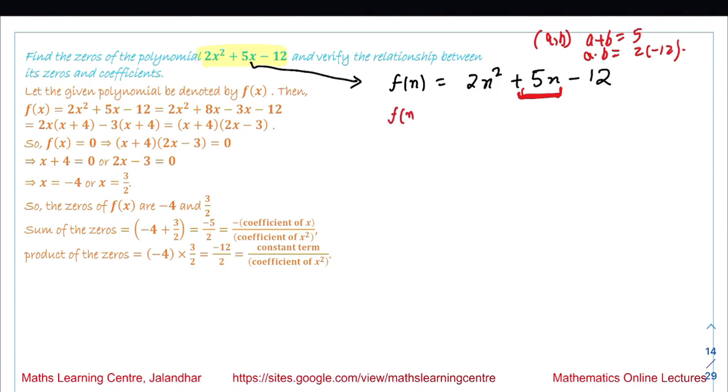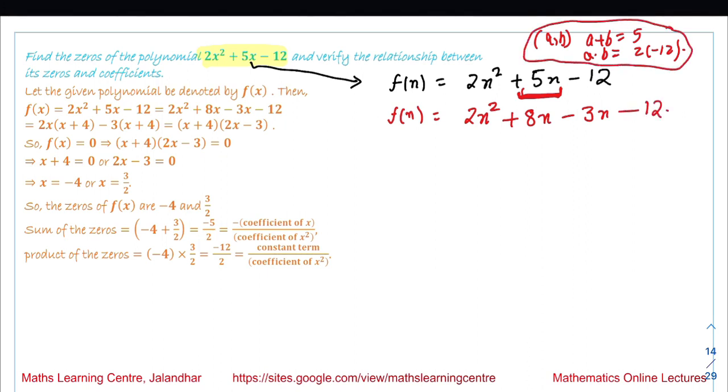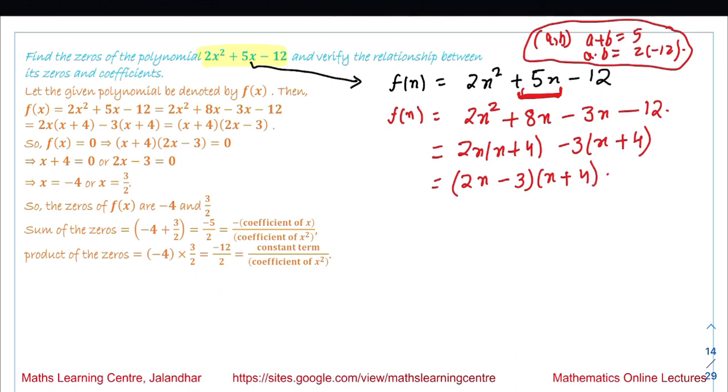So we are splitting the middle term and we get 2x square plus 8x minus 3x minus 12. The splitting of the middle term we have already done in class 9, so you can see that video to see how we are splitting these terms. From the first two terms we take 2x common, so it is x plus 4. From this we are taking minus 3 common, so it is x plus 4. So we are left with (2x minus 3) into (x plus 4).